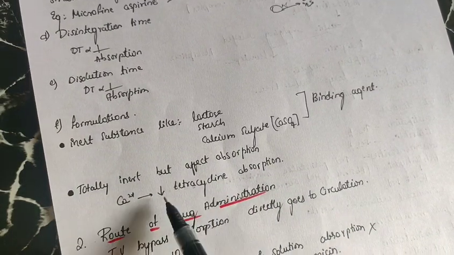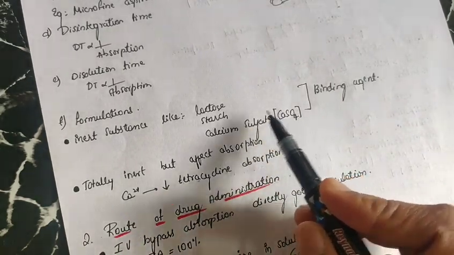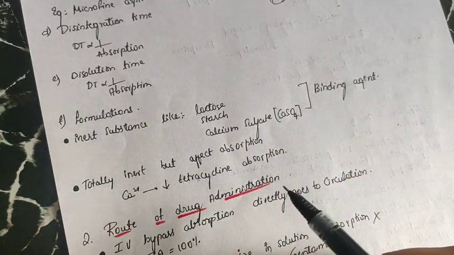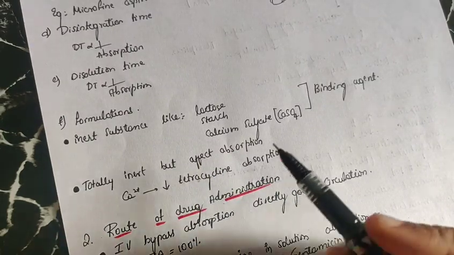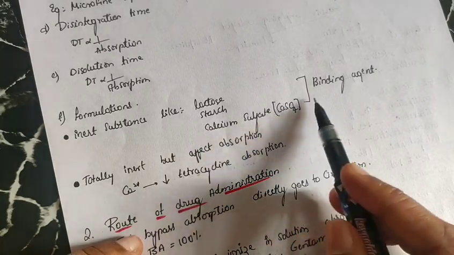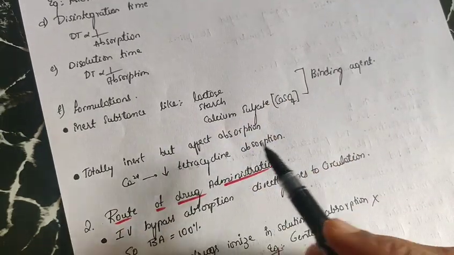Example, the presence of calcium sulfate. In calcium sulfate, there is calcium. Calcium decreases tetracycline absorption because it forms an insoluble compound with tetracycline. Calcium coating will decrease the absorption of tetracycline.